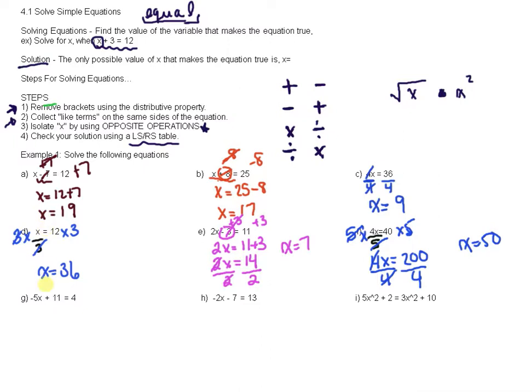Okay, let's do G. So negative 5x, so those are attached to each other. Let's get rid of this plus 11. So subtract 11 on both sides. Those cancel. I get negative 5x equals, what's 4 minus 11? I get negative 7. Now, the negative 5 is attached to the x. Let's divide both sides by negative 5. I get x equals 7 over 5. And as a fraction, just leave it. That's perfectly fine.